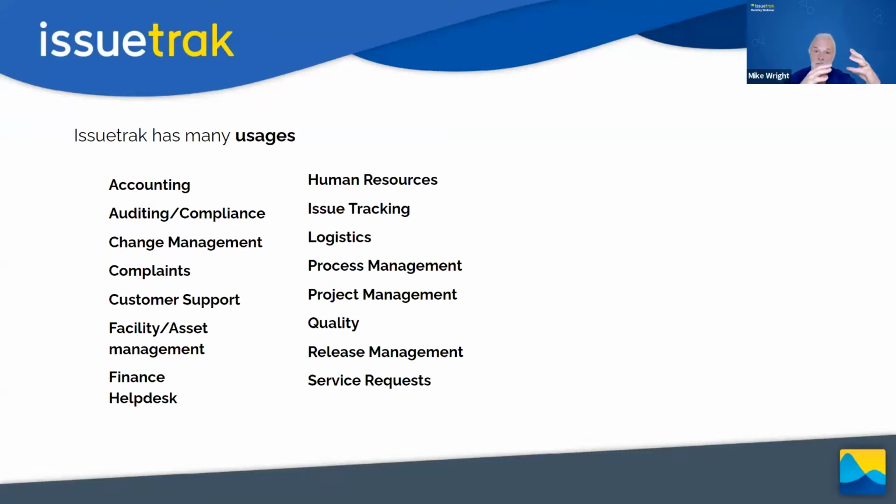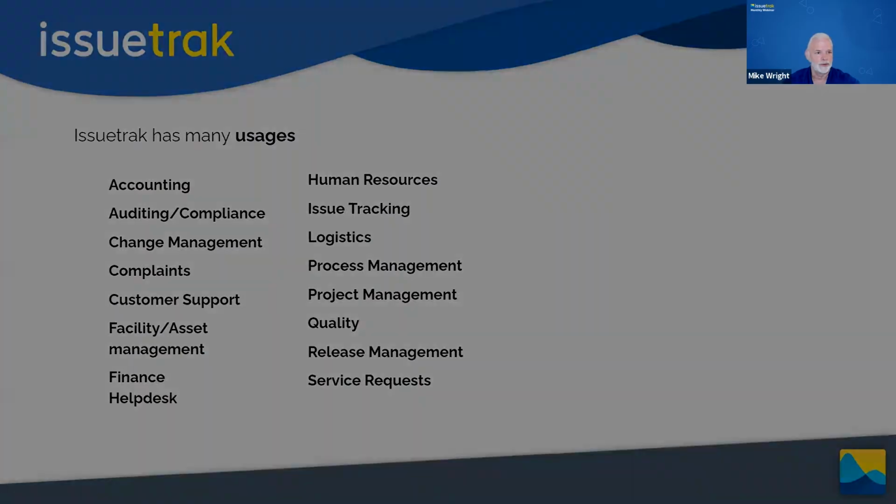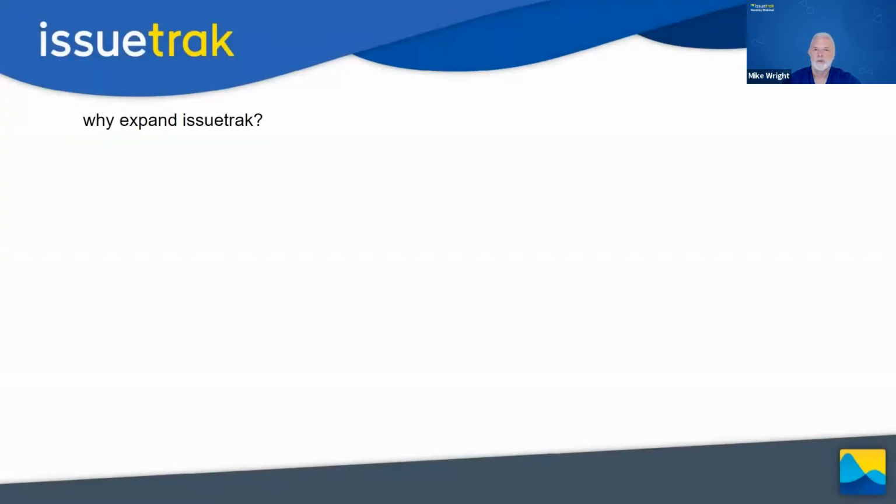Because you'd have a really small company talking to a huge Fortune 50 customer, and they had exactly the same usage, but they're in completely different industries. So we got a lot of cross chatter with it. And it was a very interesting exercise because it really kind of opened your eyes. You mean we can do this with IssueTrack? It's just a different way of setting it up and being able to do it. So let's take a look at why we would want to do that.